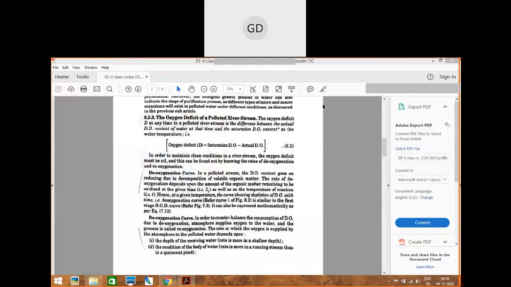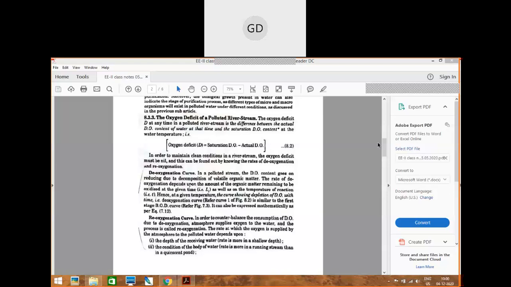Now, in order to maintain clean conditions in a river, the oxygen deficit must be nil, and this can only be found out by knowing the rates of deoxygenation and reoxygenation. Just now, while doing the zones of pollution, we got these two terms. So to maintain clean conditions in a river, the oxygen deficit value must be nil, and this can be found out by the rates of deoxygenation and reoxygenation.